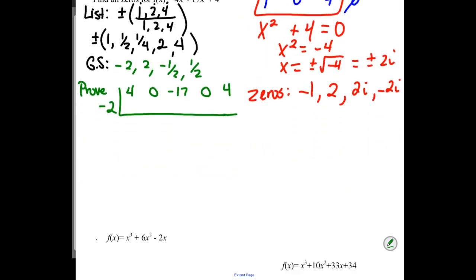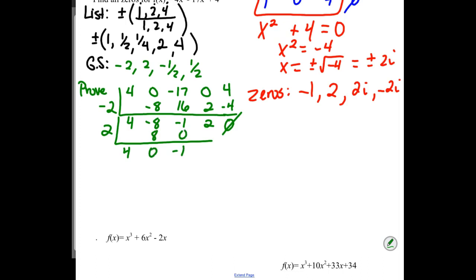All right, so we're going to stack this. Bring down our 4, multiply, add, multiply, and add. Multiply the negative 2 and negative 1, add our column, and one more time. So do we get no remainder? All right, drop the 0 off and work with the rest of the coefficients. Okay, this time I'm going to go with the 2. Repeat our process. So multiplying and adding, multiplying and adding, multiplying and adding. And that worked as well.